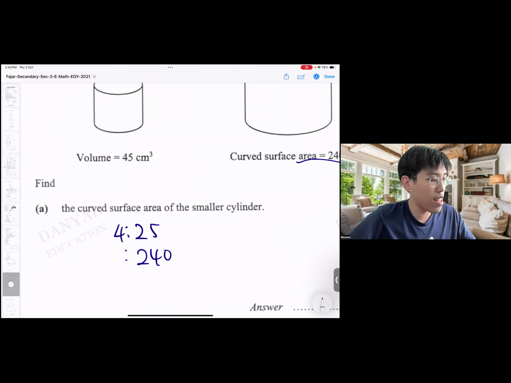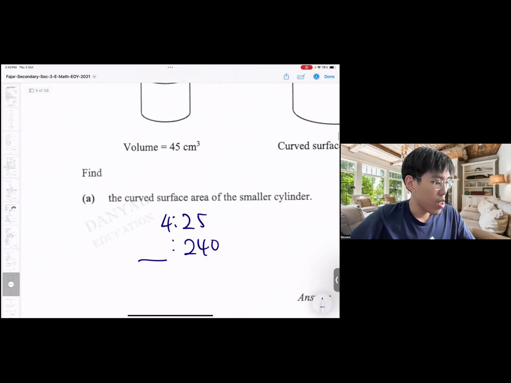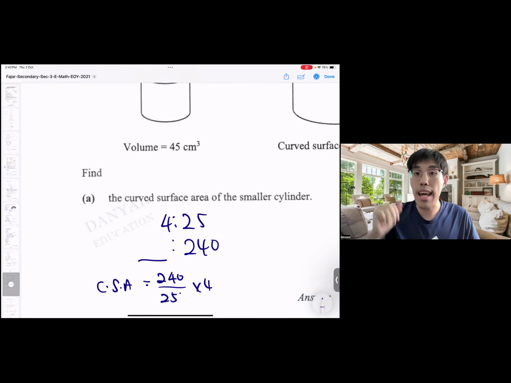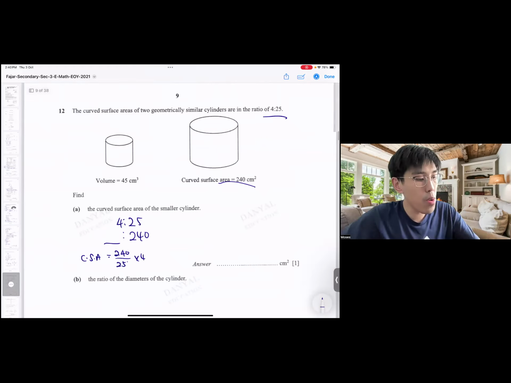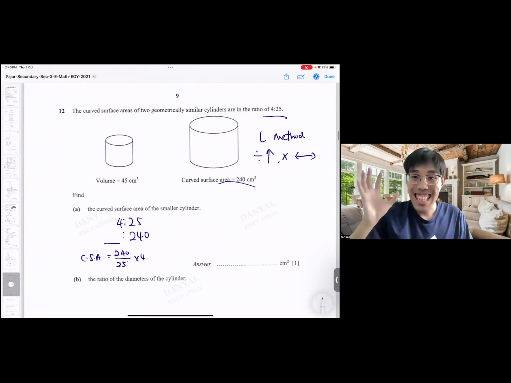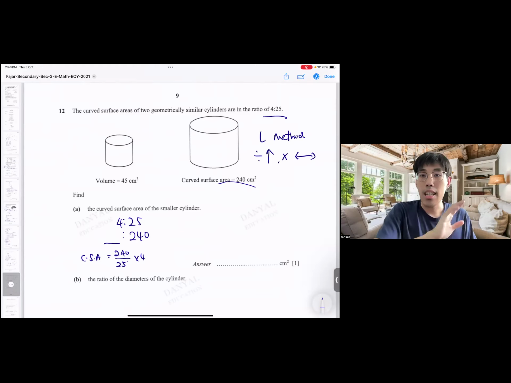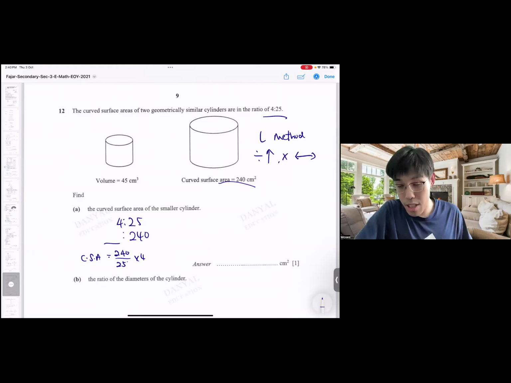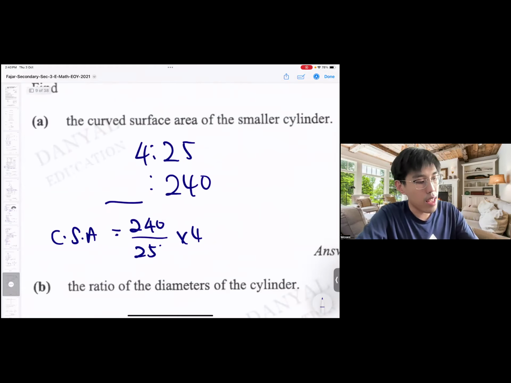So all we need to do to find this number, I call it the curved surface area, will be 240 divided by 25 times 4. So I recover the L method, what is going on. L method means we divide upwards and multiply across. It's the same thing here. Things you learn in P5 can also be used in Sec 3. Okay, so here is divide upwards and multiply across.